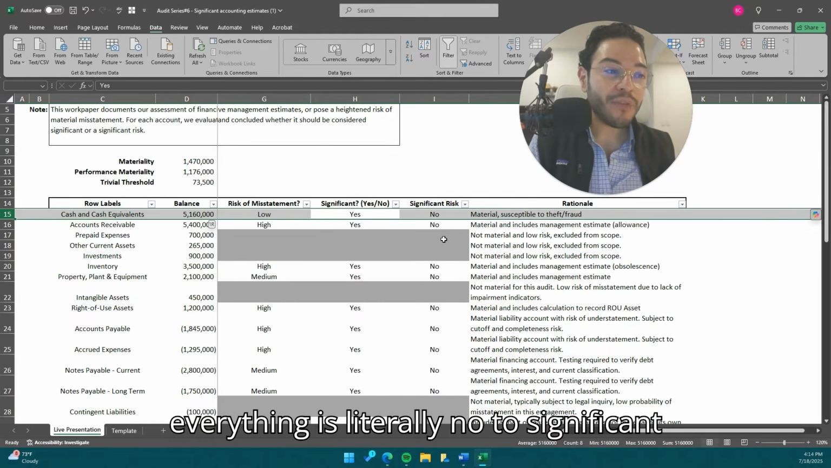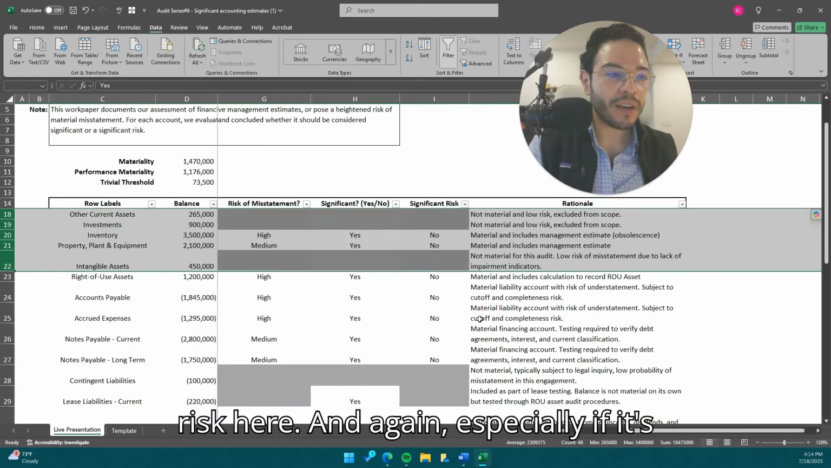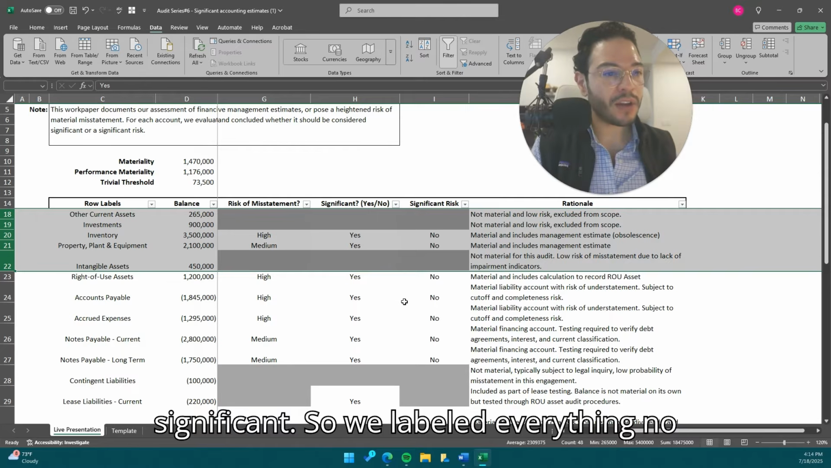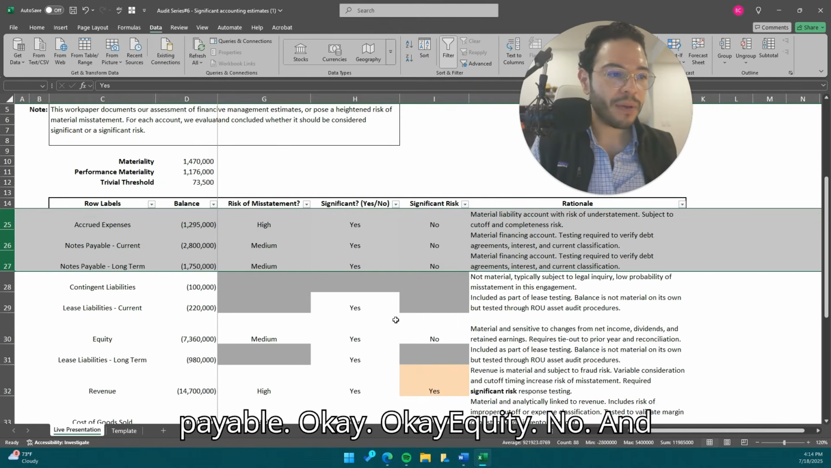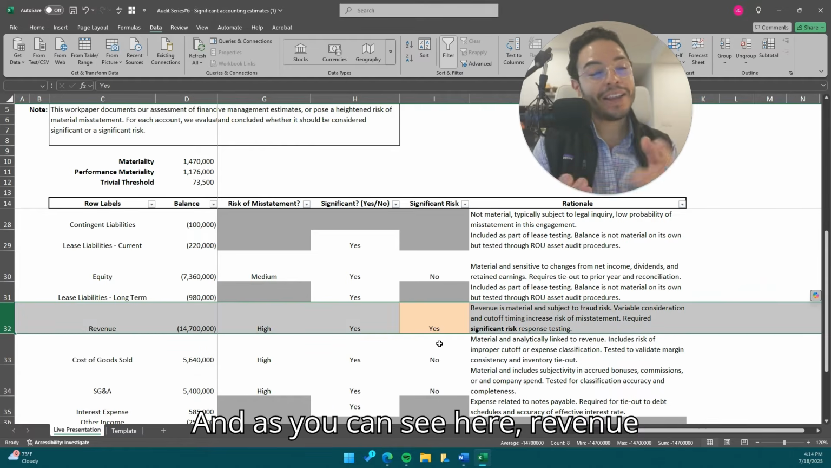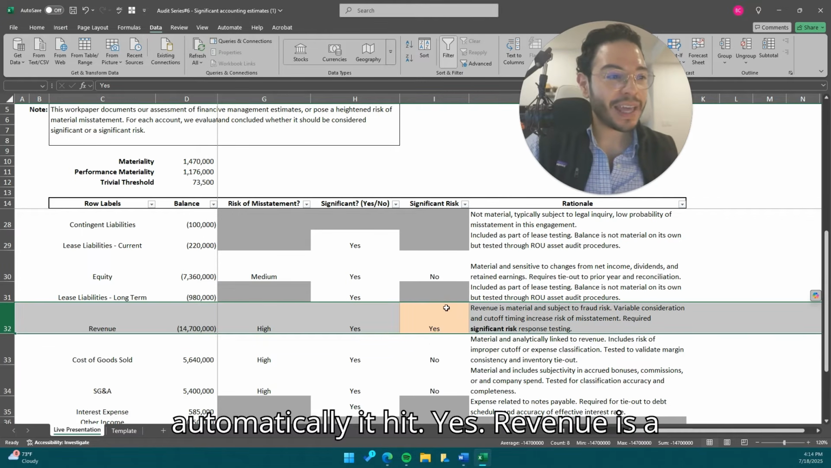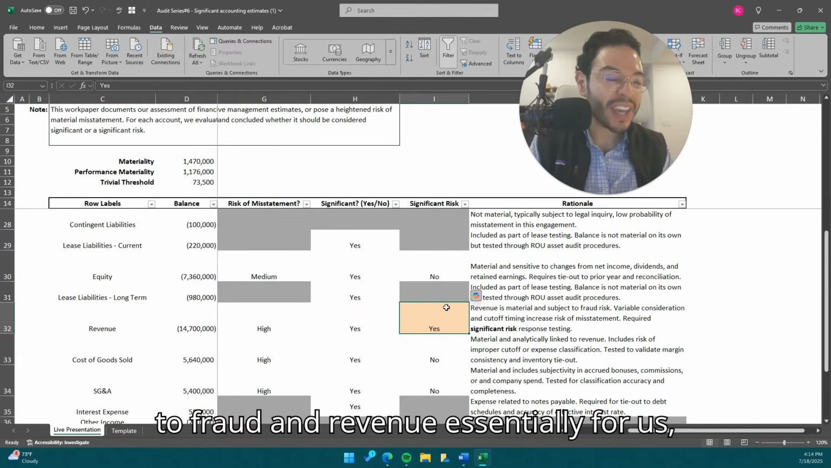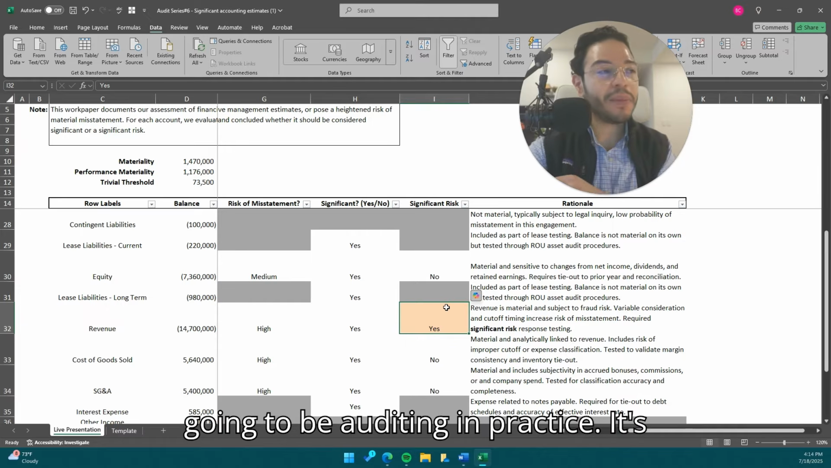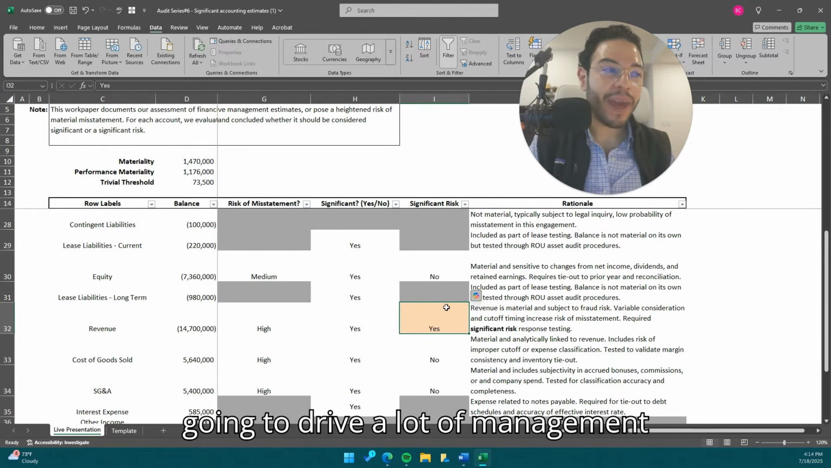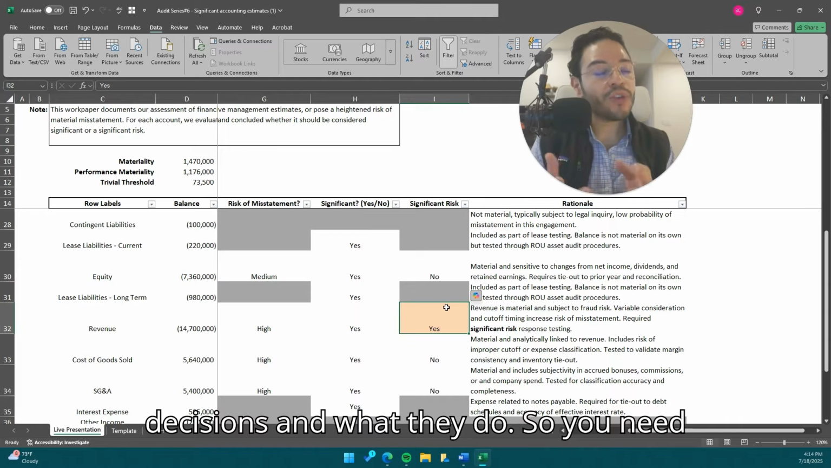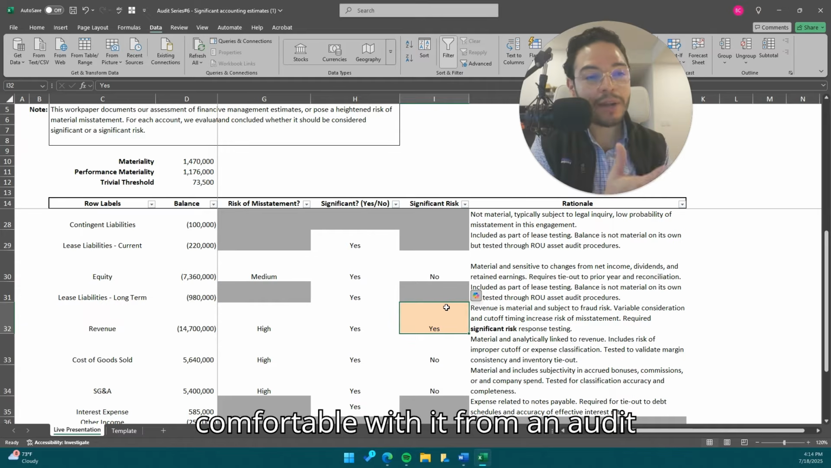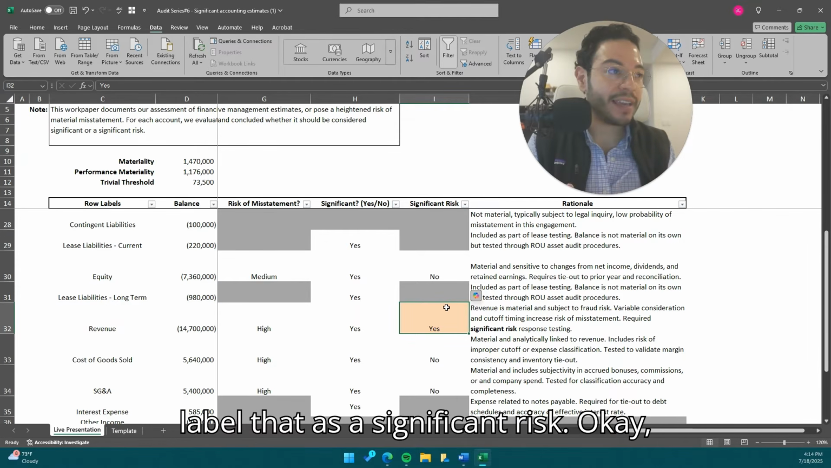So in our example, everything is literally no to significant risk here. And again, especially if it's already been not quantitatively significant. So we labeled everything no here. Right, use asset, accounts payable. Okay, equity, no. And as you can see here, revenue, automatically it hit yes. Revenue is a significant risk because it's susceptible to fraud. And revenue, essentially, for the majority of companies you're going to be auditing in practice, it's going to drive a lot of management decisions and what they do. So you need to do extra procedures over this account balance to get comfortable with it from an audit perspective. So essentially, you need to label that as a significant risk.